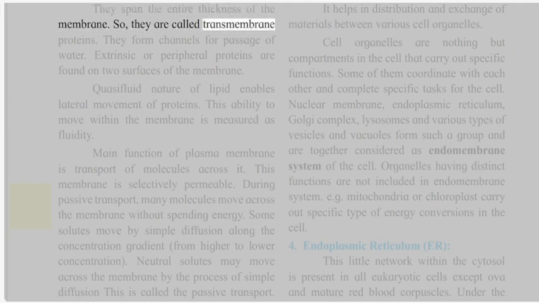They span the entire thickness of the membrane, so they are called transmembrane proteins. They form channels for passage of water. Extrinsic or peripheral proteins are found on the two surfaces of the membrane. The quasi-fluid nature of lipids enables lateral movement of proteins. This ability to move within the membrane is measured as fluidity.